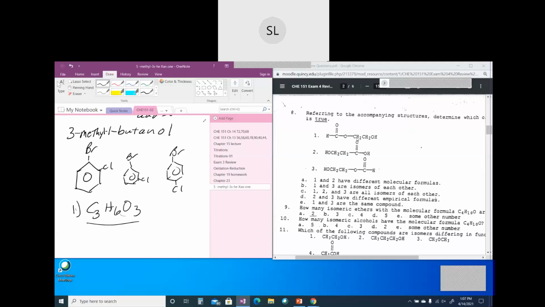There's only one correct answer. So 2 and 3 have different empirical formulas? Nope, they have the exact same molecular and empirical formula. 1, 2, and 3 are all isomers of each other? No, they are not isomers because 1 and 3 are exactly the same.